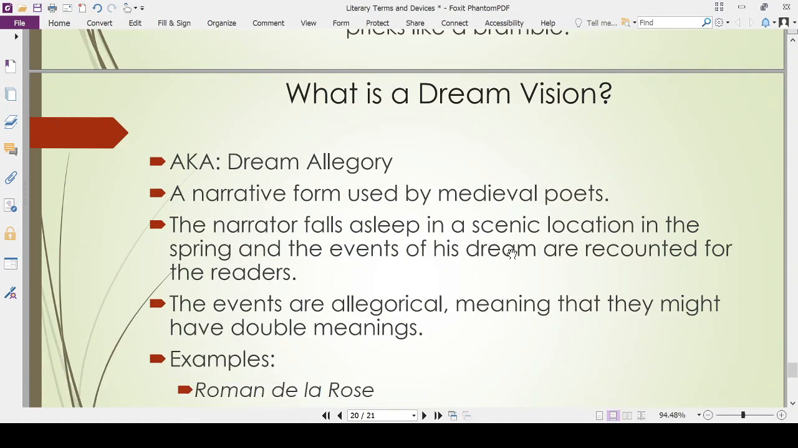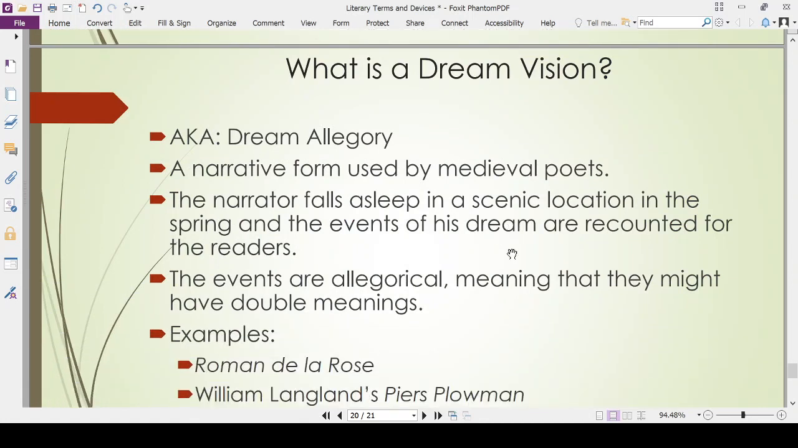The next thing we are going to talk about is called dream vision or dream allegory. What is a dream vision? What is a dream allegory? Just keep in mind that dream allegories can also be written in prose. So we do have some prose dream visions, but it was first popular in poetry.